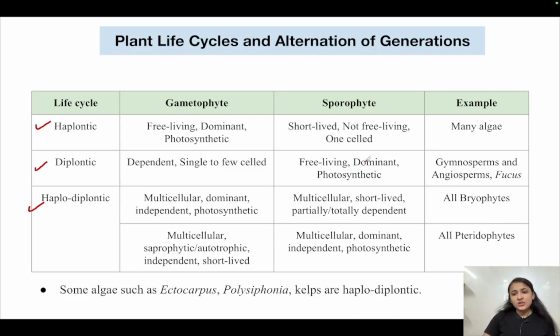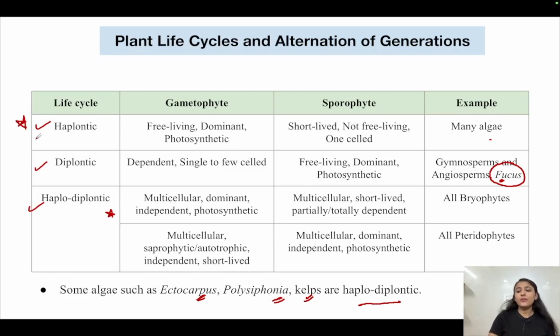So, as an exception, we studied that in algae, the majority of the algae show haplontic life cycle only, but Fucus was an exception which showed diplontic life cycle. Some other algae also, for example, Ectocarpus, Polysiphonia and kelps, are haplodiplontic. So, algae are showing all the 3 kinds of life cycles, but the majority of them have the haplontic life cycle.